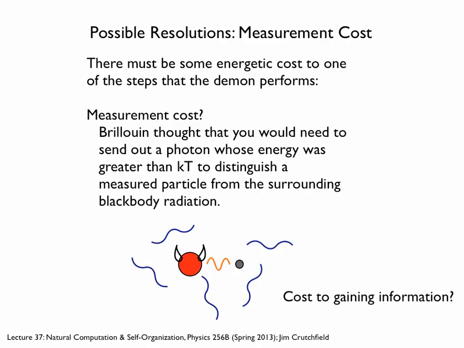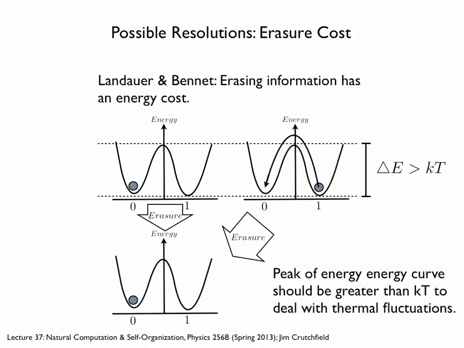So what the daemon has to do in order to recognize a particle as being something more than black body radiation is send an extra energetic photon at the particle, doing some work. This is one perspective on how to resolve this problem: you have to do at least kT of work to resolve that there's even a particle there. But we won't get into this. It turns out there are cases where there's not necessarily a measurement cost.